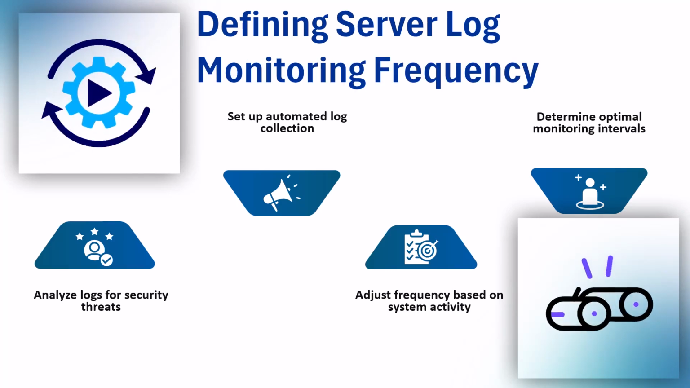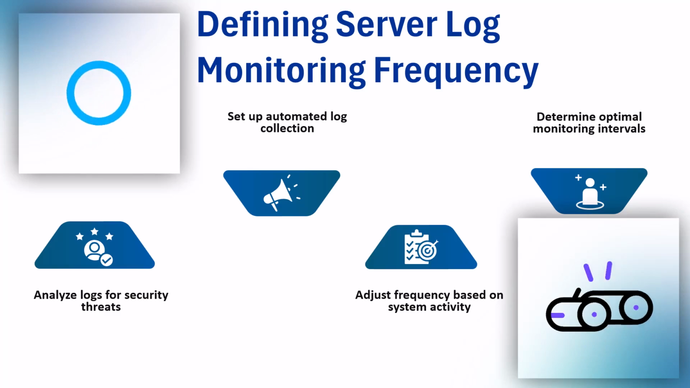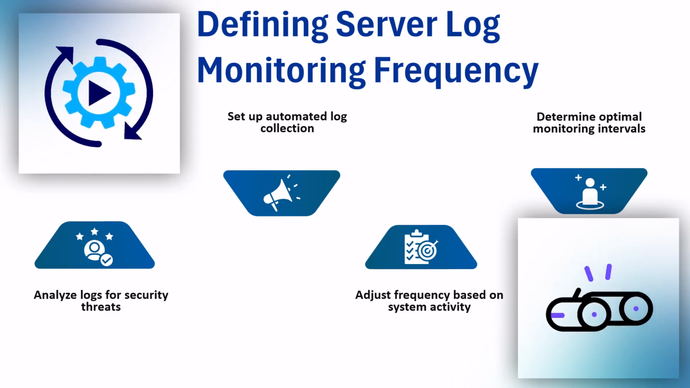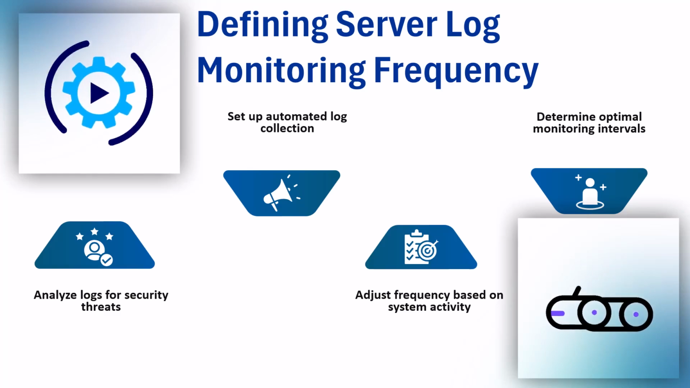Monitoring server logs is like checking security cameras. You need the right frequency to catch any suspicious activity. First, automate log collection so you don't have to do it manually. Nobody wants that hassle. Then, set intervals to monitor them efficiently. By analyzing logs, you catch security threats early. Finally, adjusting the frequency based on system activity ensures you're not overwhelmed with data or missing anything important.